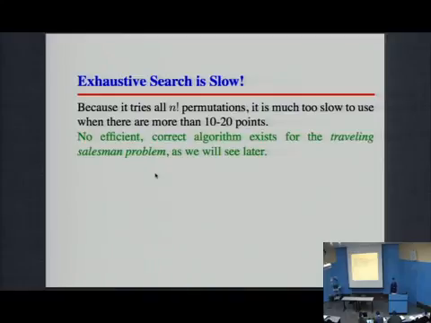Any questions about what we're going to do in here this semester? Okay? Fair enough. Okay? Any questions about traveling salesmen before I move on here? Okay? Good.